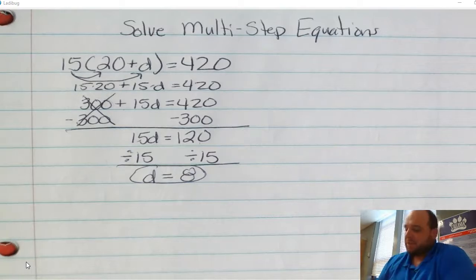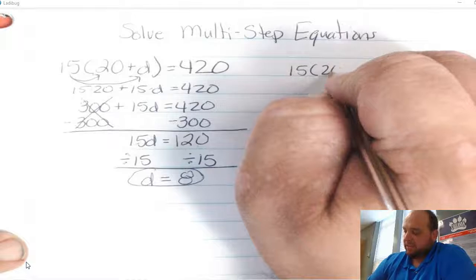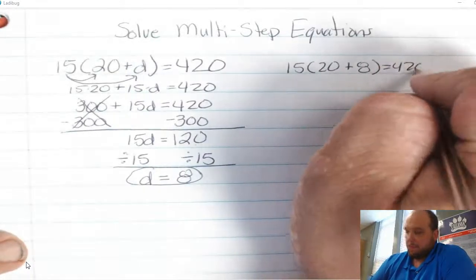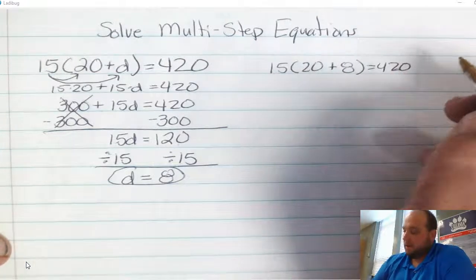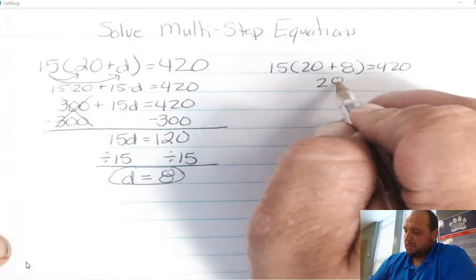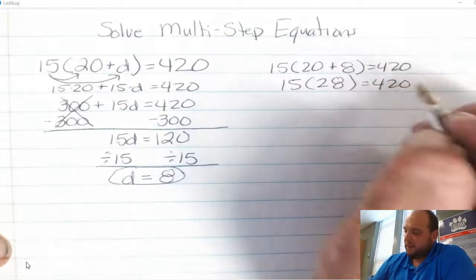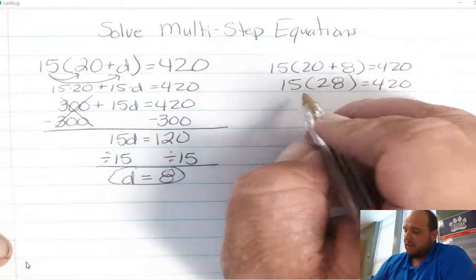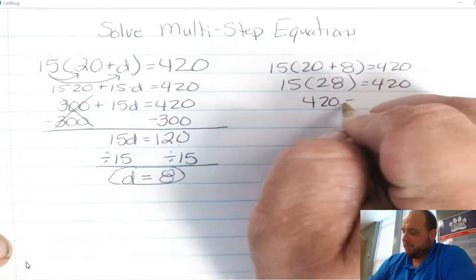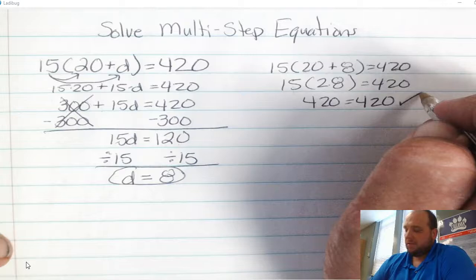Again, I could check that by substituting it back into the equation. So I put 8 back into the same equation. In the place of d here, I'm going to put an 8. So I can do 20 plus 8 because those are like terms. That's 28. I have a 15 on the outside. I'm going to do 15 times 28. If I use my calculator and take 15 times 28, I get an answer of 420. And 420 does equal 420. As a result, my answer checks out.